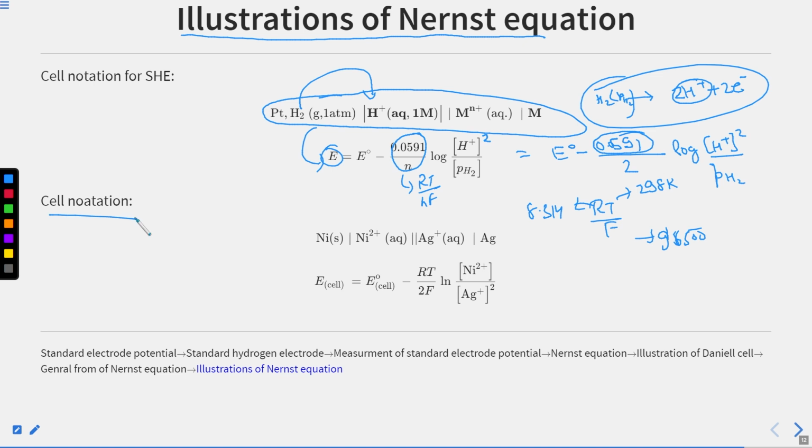Next we have another example. Here we have a complete cell. So this was a half cell, and now this is a complete cell. So you have to write both the equations. We are going from Ni to Ni2 plus, that is losing 2 electrons. And we are going from Ag plus to Ag, so it will gain 1 electron.